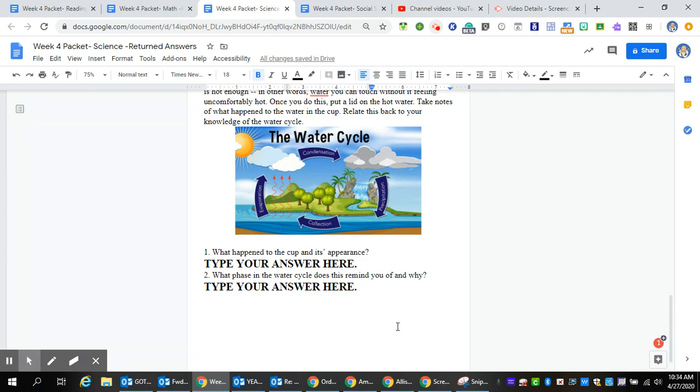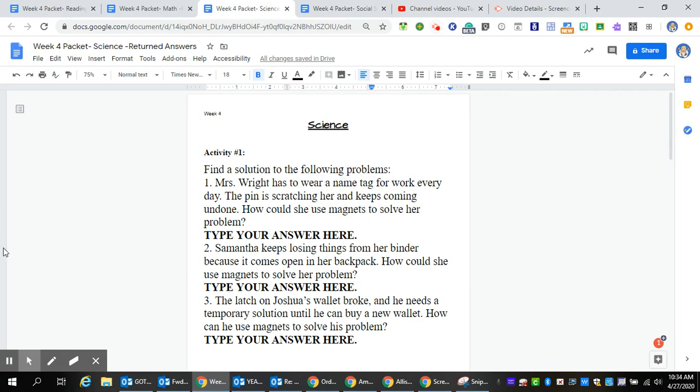And then what phase in the water cycle does this remind you of and why? Make sure you're typing those answers as complete sentences. All right, those are your 3 science activities for week 4.